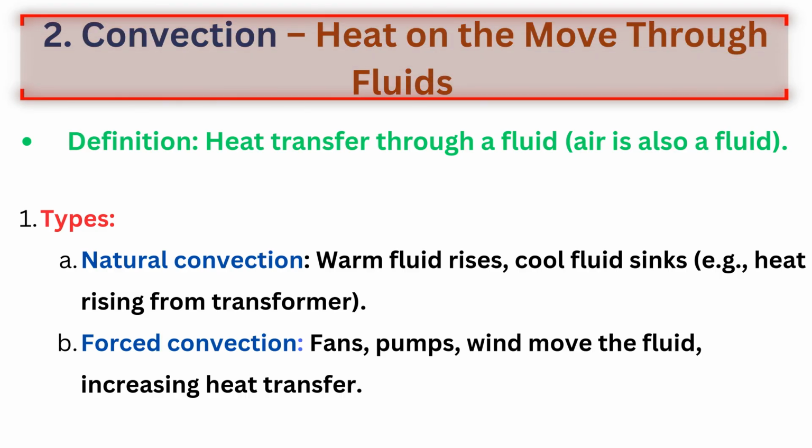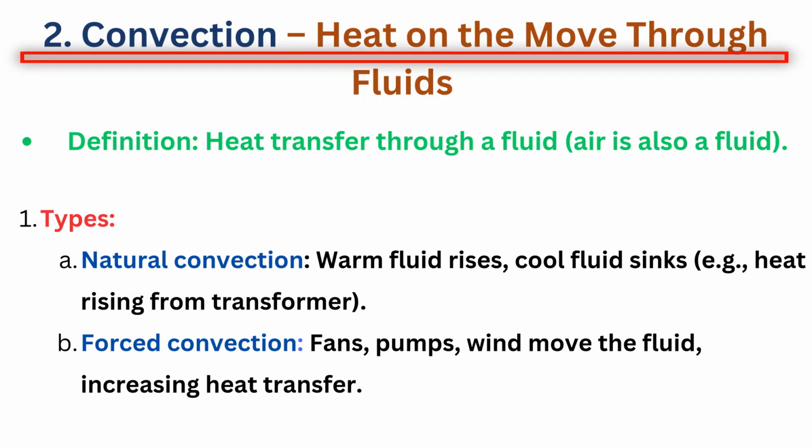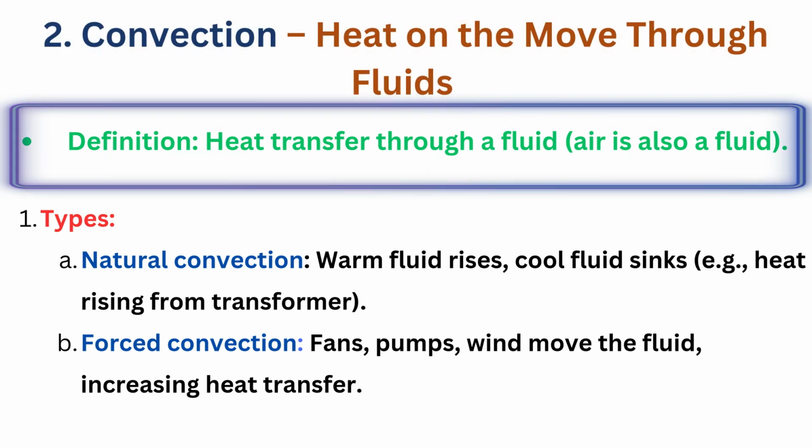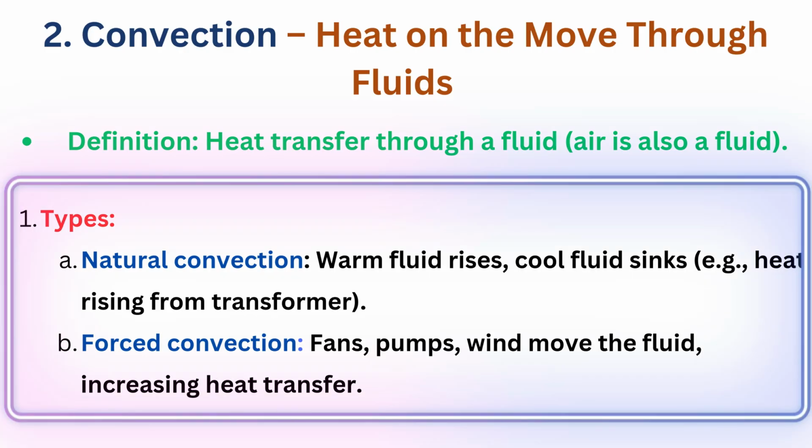The next principle of heat transfer is known as convection. What is convection? Convection is the process of heat transfer through a liquid or a gas, right? Normally there are two types of convection. One is natural convection, and the other one is forced convection.